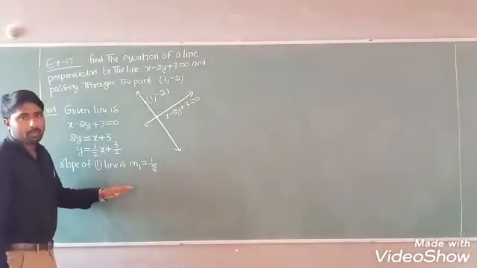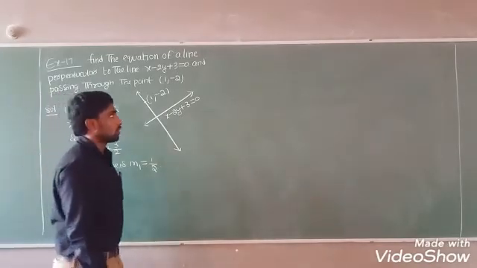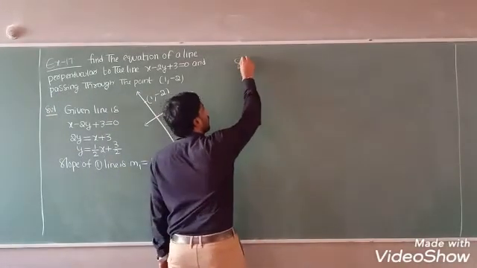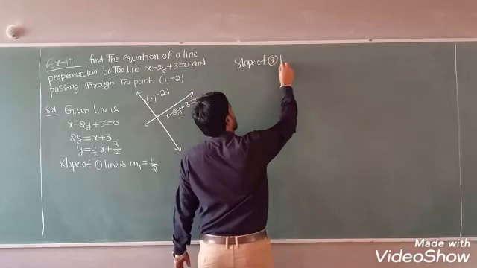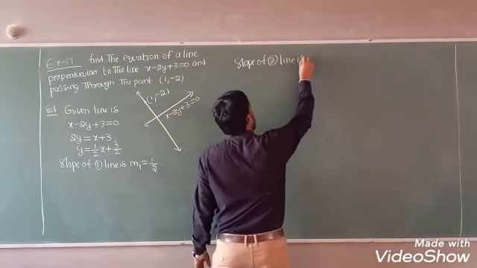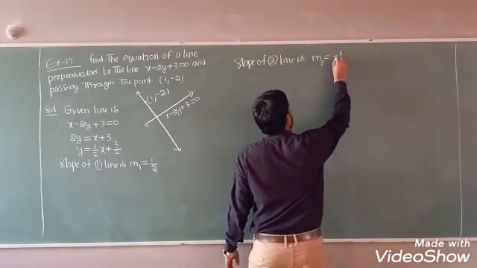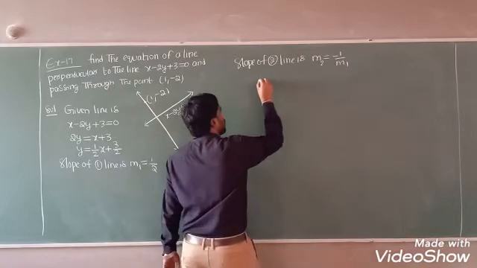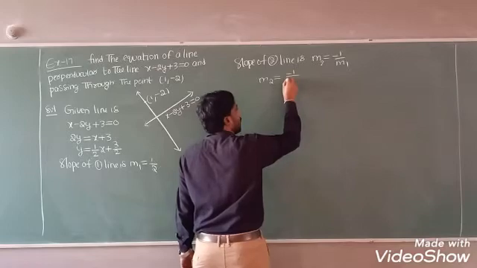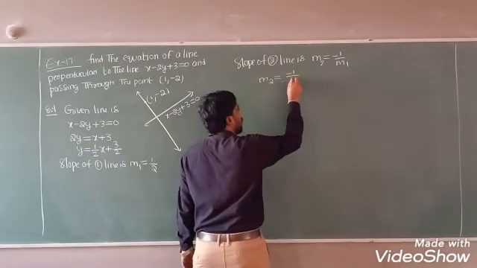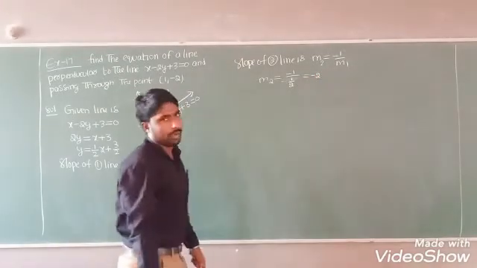If two lines are perpendicular to each other, then their slopes are negative reciprocal to each other. So the slope of the second line is m2 equal to minus 1 by m1. Okay. So what is m1 here? 1 by 2. So minus 1 by 1 by 2. So this one I will get as m2 equal to minus 2.